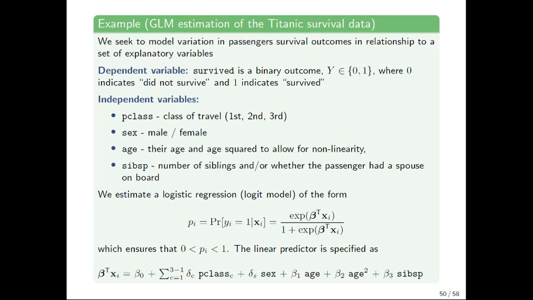So we estimate a logistic regression, a logit model, of the form shown. The probability of survival is the logistic function of the linear predictor, which ensures that the estimated probabilities lie between 0 and 1. Remember, that's precisely the guarantee a linear model could not provide. The linear predictor includes an intercept, 2 class dummies, 2 rather than 3 because the first class is the reference case, the sex dummy, age and age squared, and SibSp as shown in the final equation in the slide.